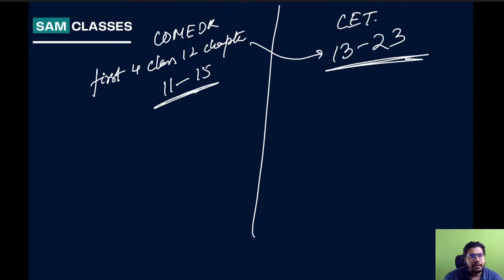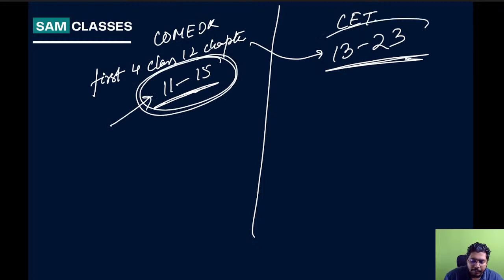So in the Comedk, you can score 11 to 15 from the first 4 chapters of class 12th. Here, from the first 4 chapters, 13 to 23 marks. So very, very important. In CET, maximum it can go huge. So if you're good with electric charges and fields, current and moving charges, you can score maximum 23 marks. Let's see the next part.